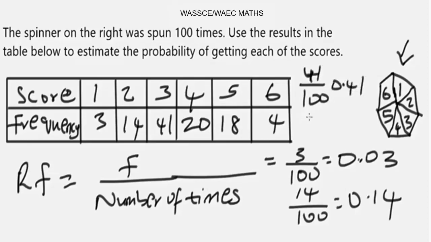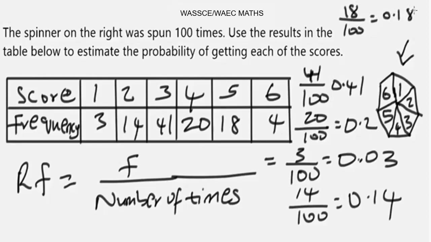The relative frequency when the score is 4 will be 20 over 100. When you punch it in the calculator, you have 0.2. The relative frequency when the score is 5 will be 18 over 100, which is 0.18. And lastly, the relative frequency when the score is 6 will be 4 over 100, which is 0.04.